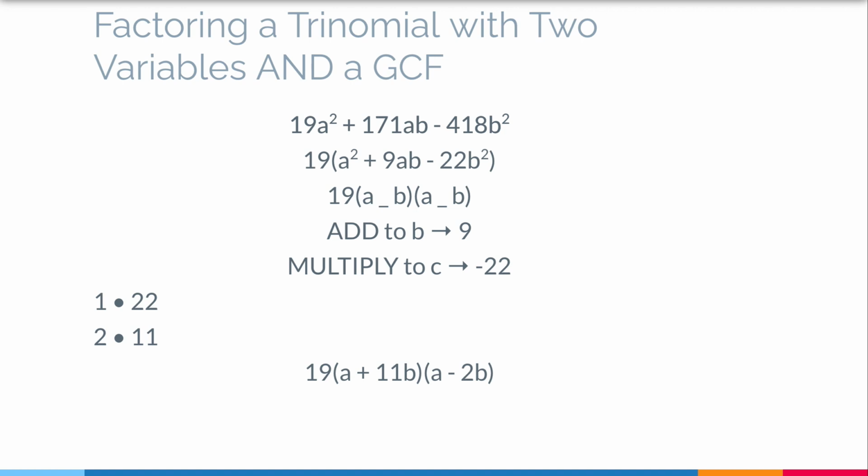So it's a plus 11b times a minus 2b, and don't forget the 19 at the front, which still is there as the GCF. If I were to distribute the 19 into the a plus 11b and then distribute whatever that sum is into the a minus 2b, I would get back to 19a squared plus 171ab minus 418b squared. So these are two ultra-specific cases: when 19 is a factor of a, b, and c, and when the variables are in this very specific pattern.